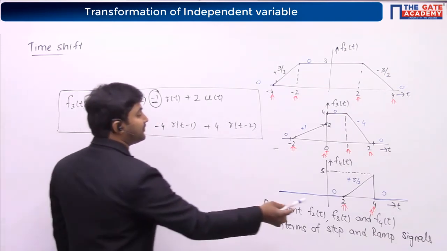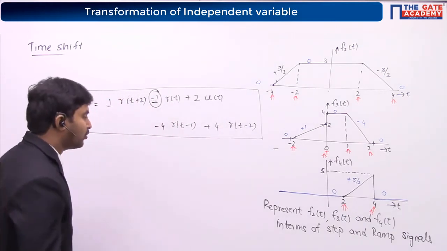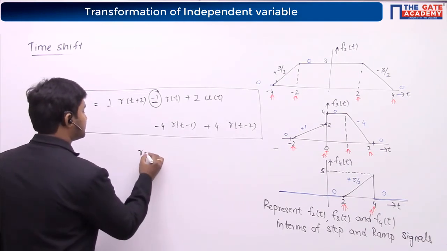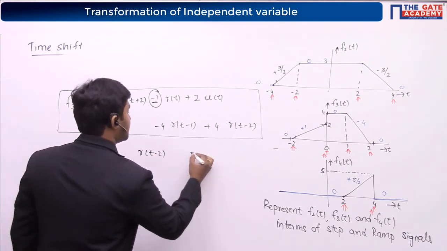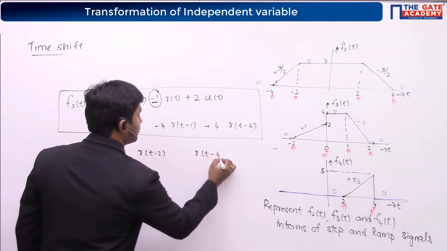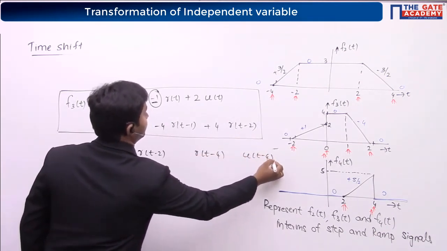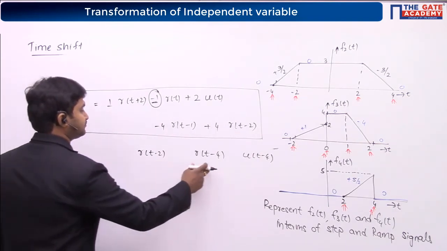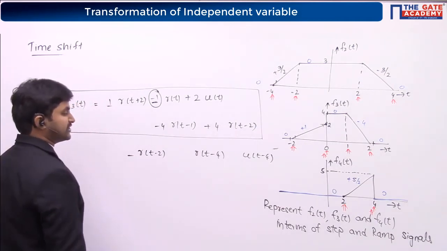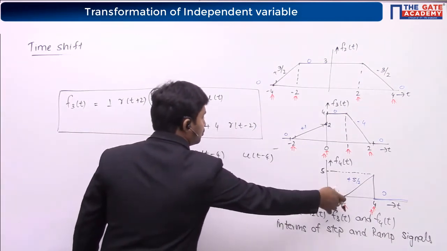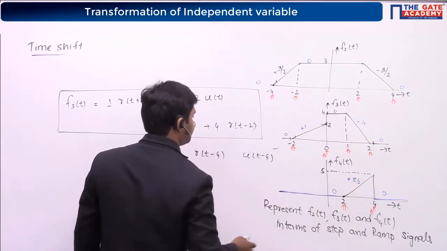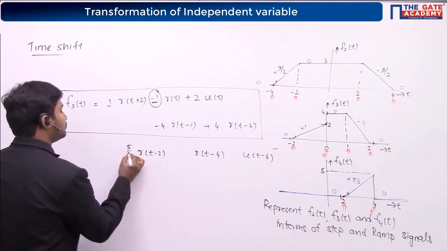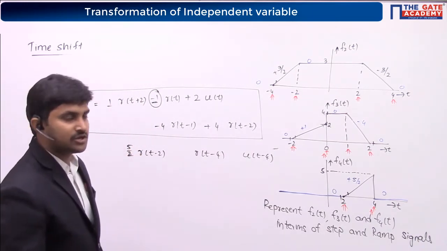So once we have identified the points where there is a step and ramp, now we are going to write it in the form of an equation. So r of t minus 2, next r of t minus 4, u of t minus 4. At t is equal to 2 first of all, after the slope is 5 by 2, before it is 0. So 5 by 2 minus 0 is 5 by 2.